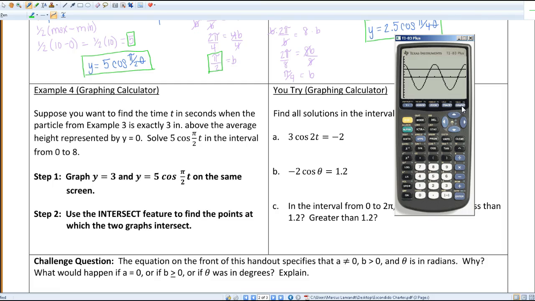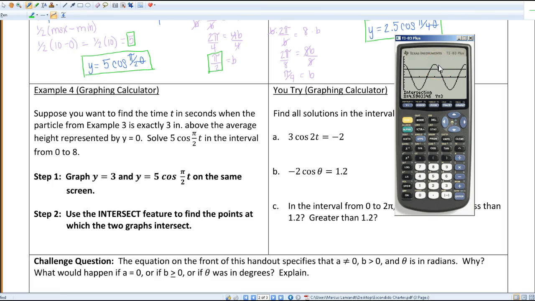There we go. Okay, so as you can see, the solutions here are the places where these two lines intersect. Basically where these two sides equal each other. So we're going to get 1, 2, 3, 4 solutions. I'm going to go ahead and use my intersect button. So I'm going to hit second calc. Intersect is number 5. First curve, enter. Second curve, enter. Guess. There's one of them.